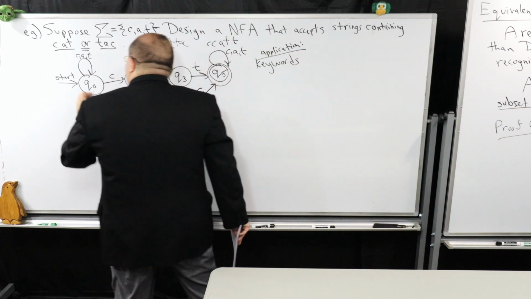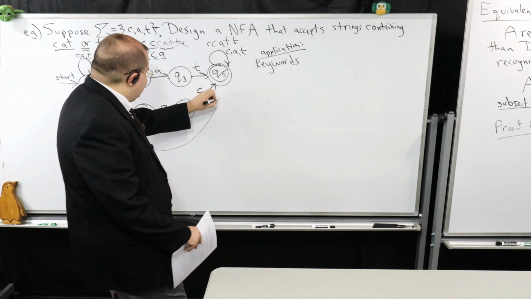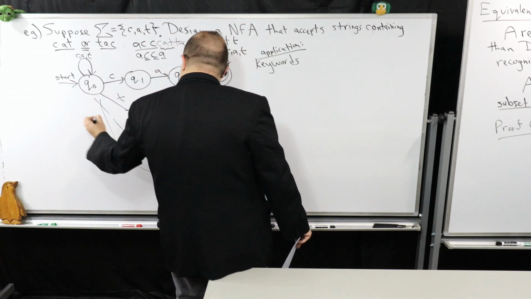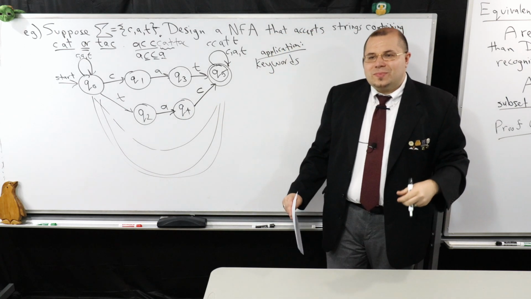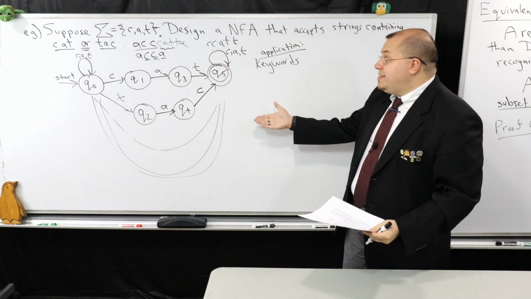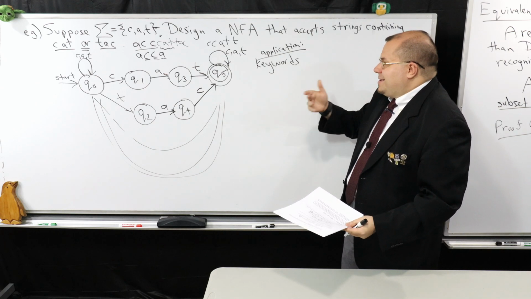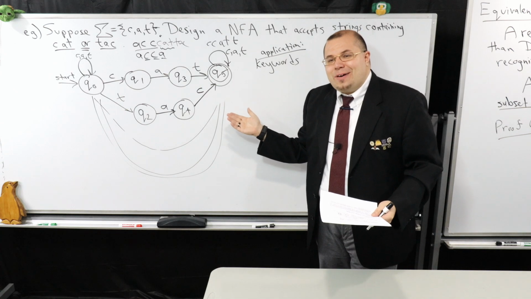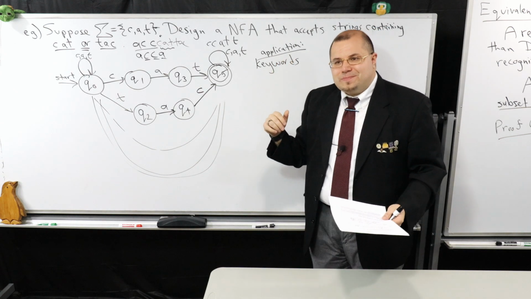So notice that if I wanted to add more key phrases, all I'd have to do is add another path like this, and like this, and like this, and I would use the exact same idea, right? So the idea is very easy to extend. Isn't this kind of neat? You have a very simple way of designing a machine that could recognize keywords.